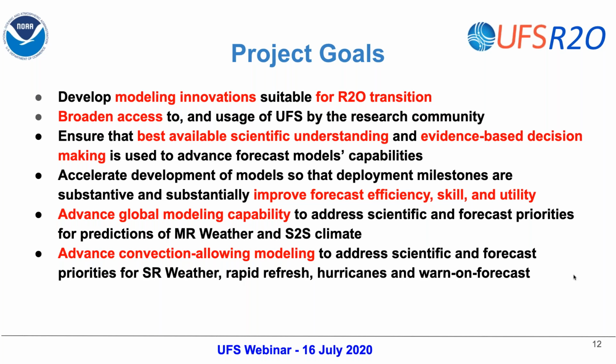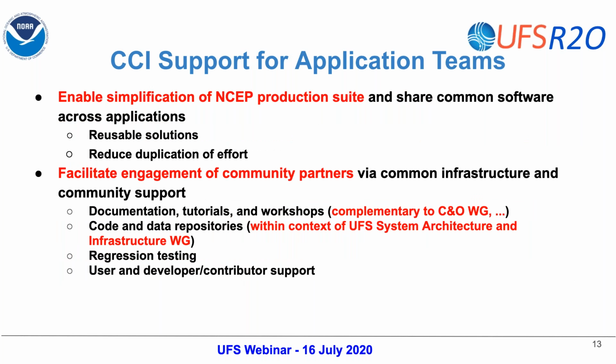And again, taking into account forecaster priorities, scientific priorities, and modeling priorities in both of these areas. I mentioned that we have this cross-cutting infrastructure team providing support. This is very important because, as part of our goal for the project, we want to help the Weather Service simplify the production suite of models and tools that are run in order to provide guidance for weather forecasters, climate outlooks, and so on.